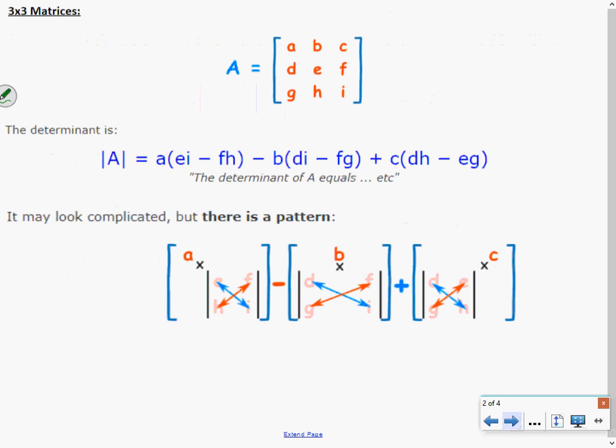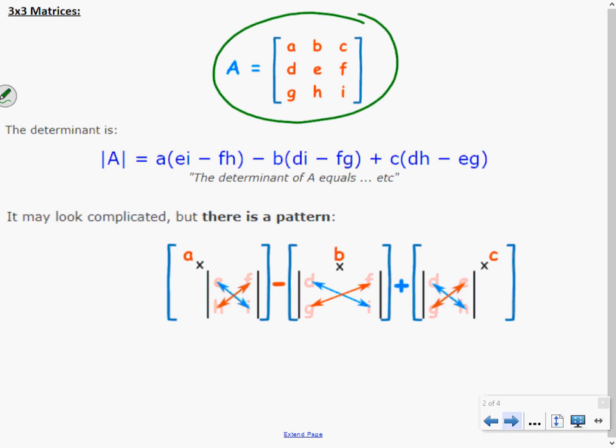So let's see what it looks like for a 3 by 3 matrix, because it's going to get more challenging every time our matrix gets bigger. If we have a 3 by 3 matrix, and let's say that A through I here are the elements that you see inside, then the determinant is calculated by this big old formula down here. I know that looks scary and complicated, but it's really not as bad as it looks. There is a pattern here. There is a method to the madness.